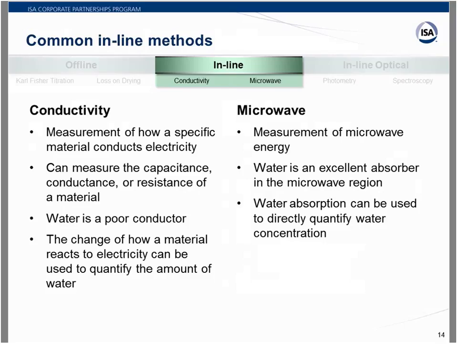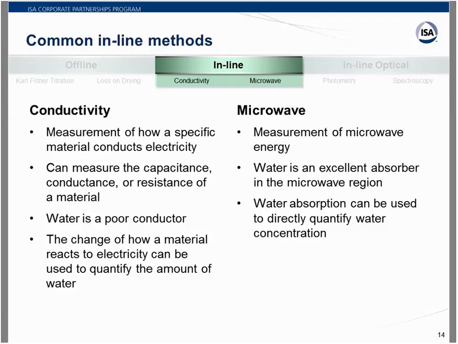Conductivity, it's a measurement of how a specific material conducts electricity. You can measure capacitance, conductance, or resistance of a material. They're all in general referred to as conductivity measurements. The purer the water is in your product, the poorer the conductor is, and the less reliable the value is of the conductivity measurement you're making. Matrix changes that react differently to electricity can affect the values of water that you're measuring via conductivity.